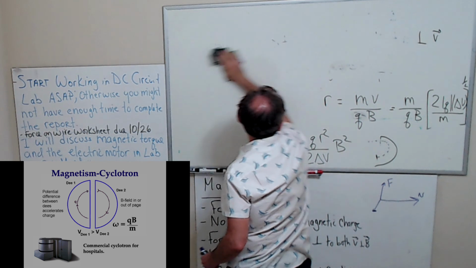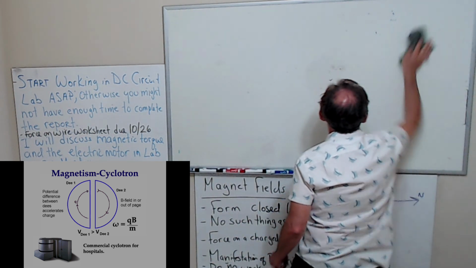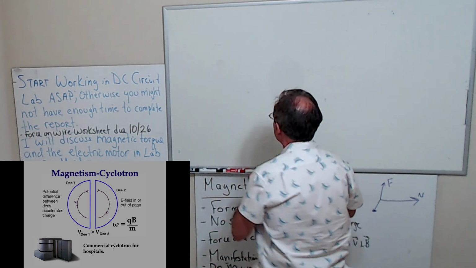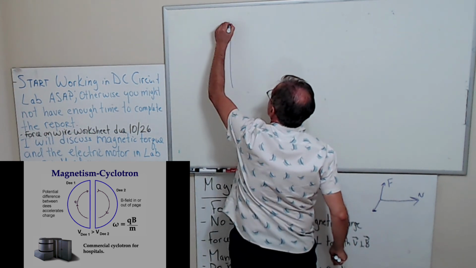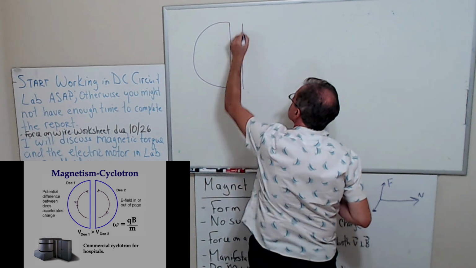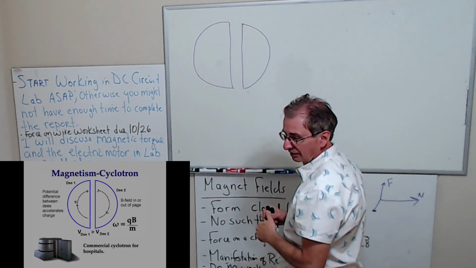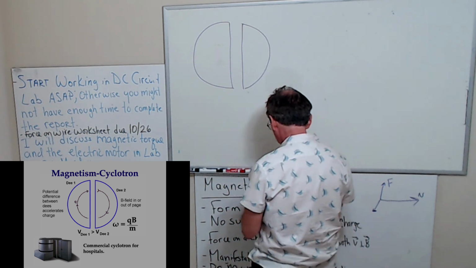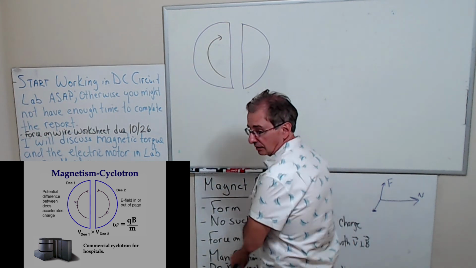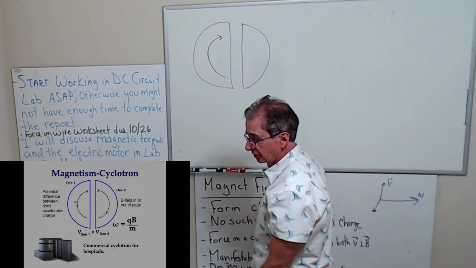The two Ds are at different potential. So you have one D like this, and another D like this. And I've exaggerated the separation, okay? And let's say the particle is going this way. There's a potential difference between these two.